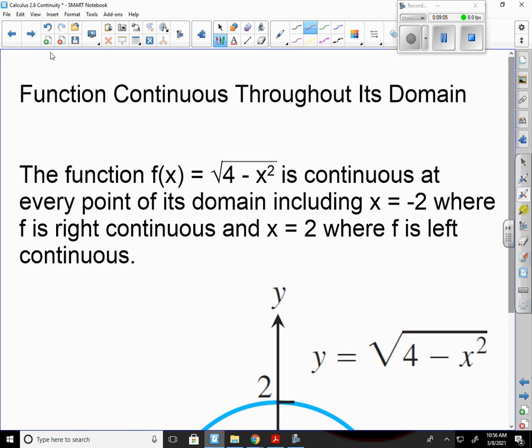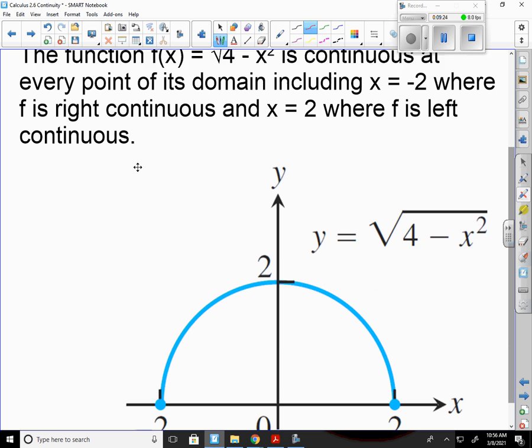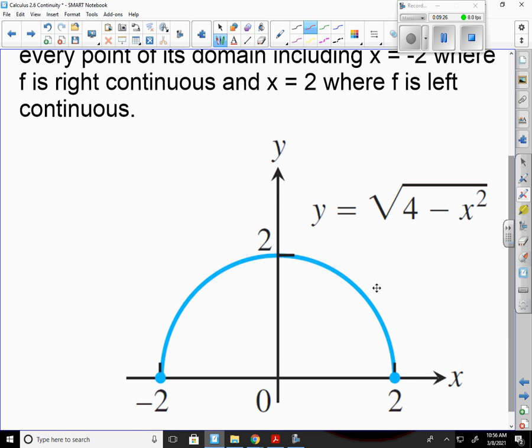A function that's continuous throughout its domain. The function f of x equals the square root of 4 minus x squared is continuous at every point of its domain, including x equals -2, where f is right continuous, and x equals 2, where f is left continuous. So if I'm looking at the square root of 4 minus x squared, this gives us this graph here, and it's continuous across the entire thing.